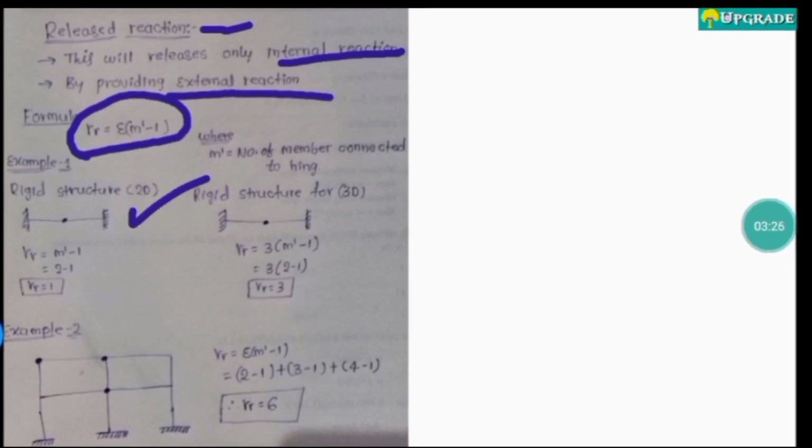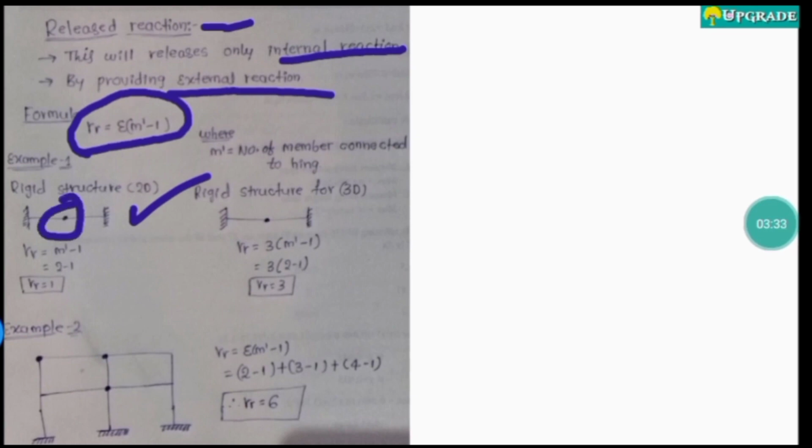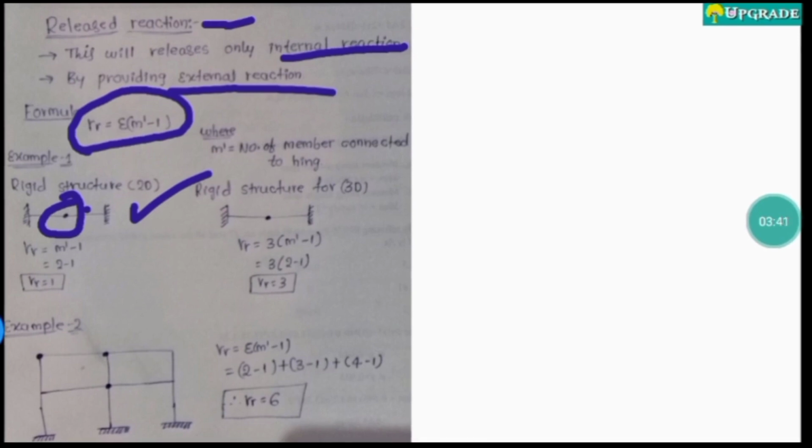This is a fixed beam, and it has an internal hinge at the center or mid span. Now coming to this hinge, this hinge is connected to 2 members, member 1 and member 2. So that is 2 minus 1, the answer is 1. So the released reactions is 1.